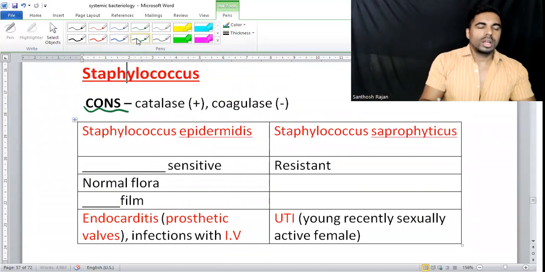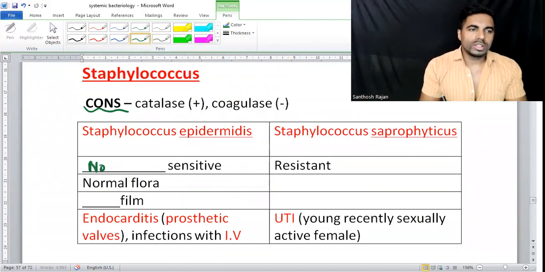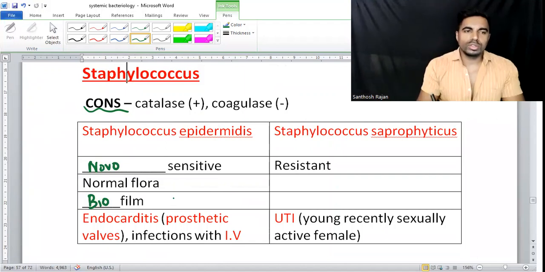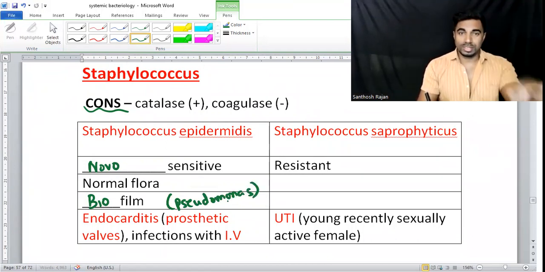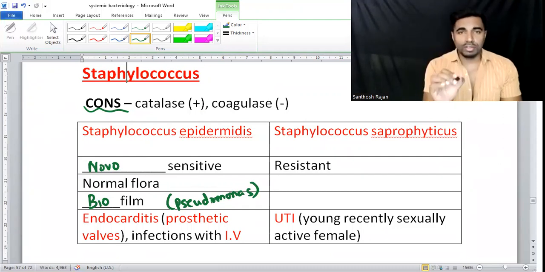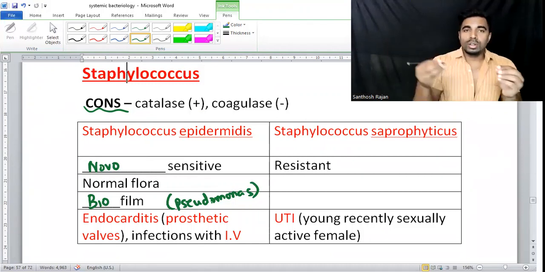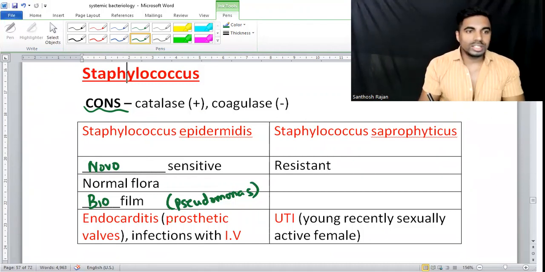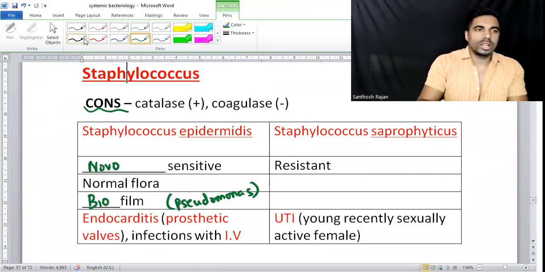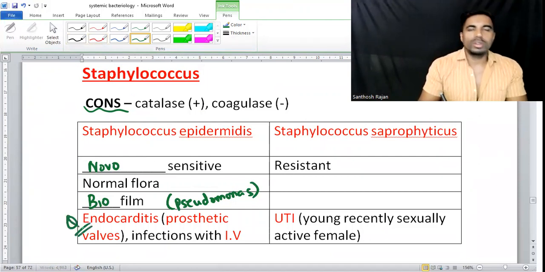Epidermidis is novobiocin sensitive, while the other is resistant, and it's normal flora. The most important thing is that epidermidis causes biofilm. One more organism causing biofilm is Pseudomonas. Many bacteria like E. coli and Klebsiella form biofilms, but Pseudomonas and Staphylococcus are the two common ones, especially epidermidis. Biofilm attaches to any catheter, prosthetic valve, shunt, IV catheter or urinary catheter. A frequently asked question is prosthetic valve infective endocarditis, and your answer should be epidermidis.